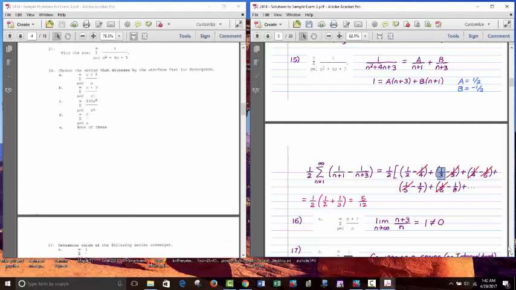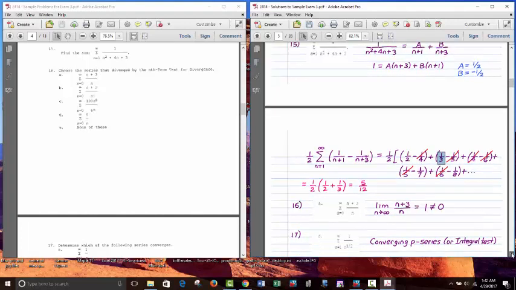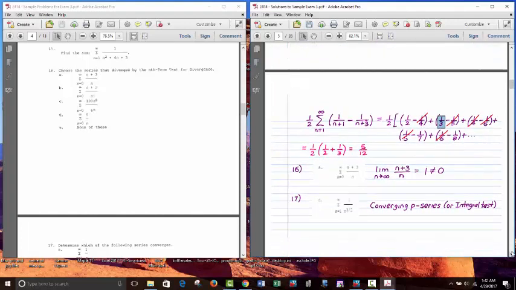Number 16, choose a series that diverges by the nth term test for divergence. Let's see. Well, it's pretty much number 1, A. That's going to go to 1, which is not 0. The rest of them would go to 0.